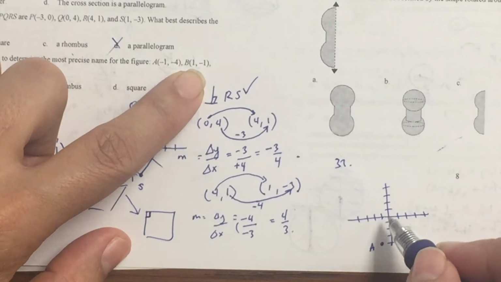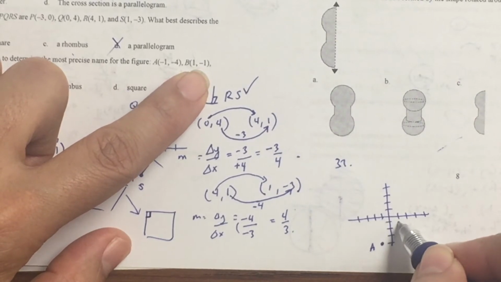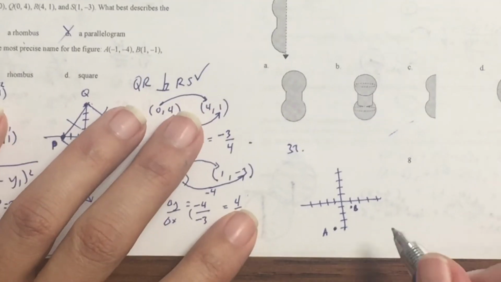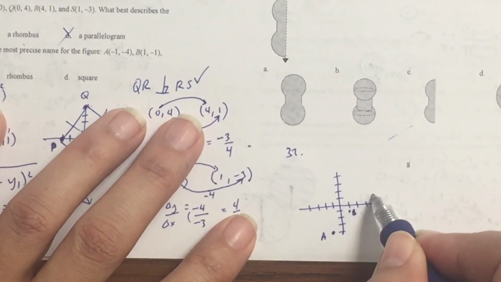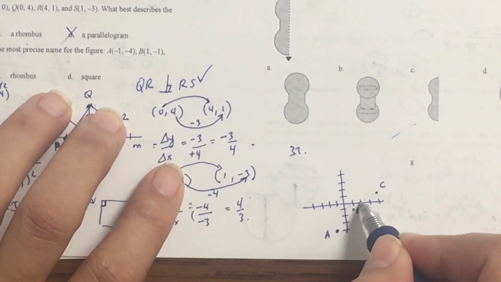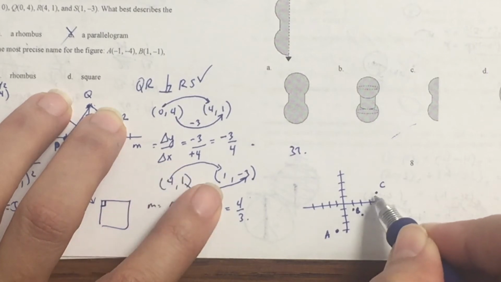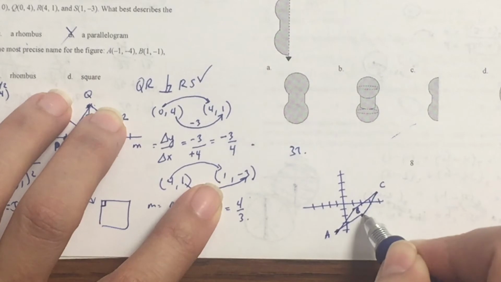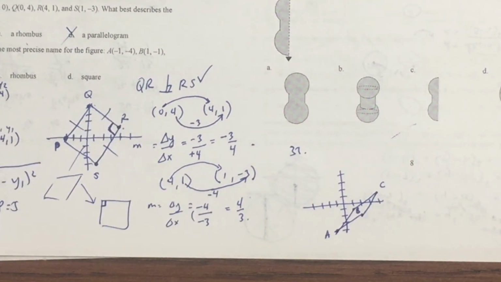B is 1, negative 1. C is 4, 1. And D is 2, negative 2. So that could be really a whole bunch of stuff. That could be a kite, that could be a rhombus. I don't think it's a square, so I think it's a rhombus or a kite.